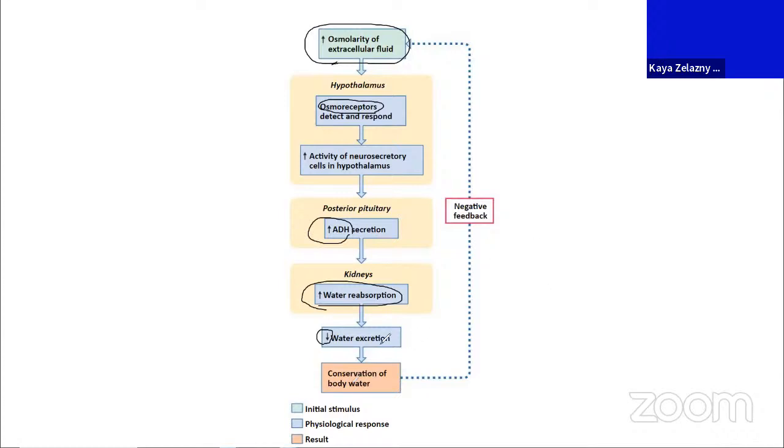So hopefully, as we pull more and more water back into the bloodstream, we're going to turn off the signal. We've got negative feedback. So once that osmolarity of the blood is back where we like it to be, those osmoreceptors are going to stop responding because we don't have a problem anymore. And that's going to turn this whole loop off. So we'd stop making ADH. So those distal tubules and collecting ducts will go back to being potentially impermeable to water.